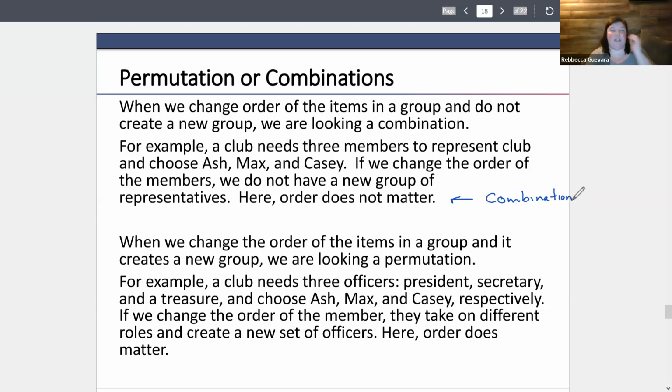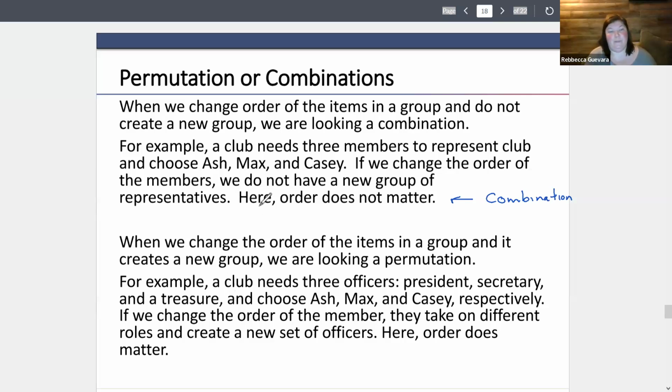Like I said, I just need 3 representatives. It doesn't matter if it's Ash, Max, or Casey, or Max, Ash, or Casey, Ash, and Max, or Casey, Ash, and Max. All those orders do not matter. They're all one group. When we change the order of the items in the group and it creates a new group, we're looking at a permutation.